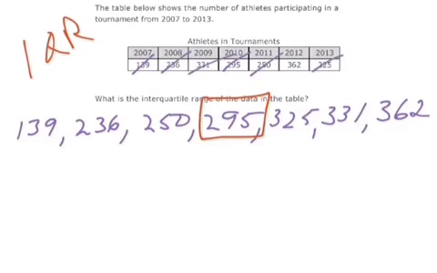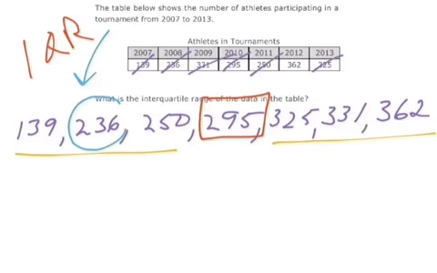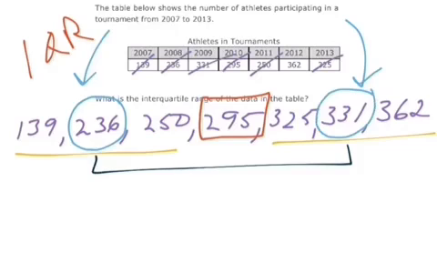So that means now I've separated my data into two halves. I have one there and one there. Now I need to find the middle of my first half of data. Well, the middle number is 236 right there. Then I'm going to find the middle of the second half. The middle of that one is 331. So all I need to do now is take these two numbers right here and subtract them. So I'm just going to say, what is 331 minus 236?